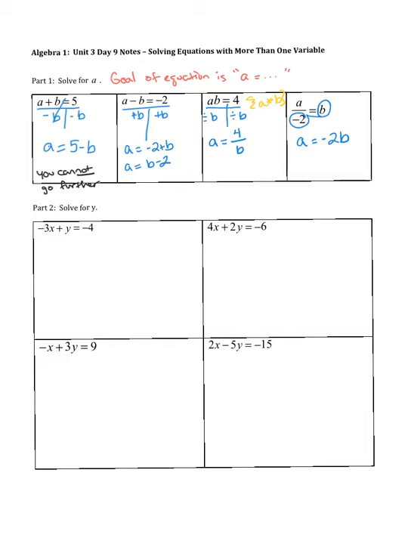Now let's take a look at these. We're going to solve for Y. So goal, Y equals something, something, something. You want everything to be Y equals. We want Y on the left side. We want everything to be Y equals.